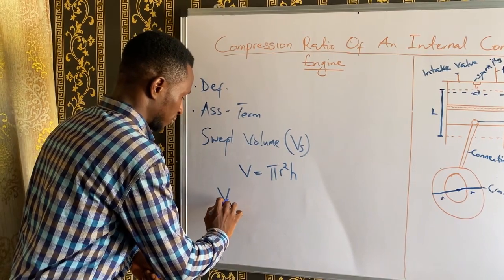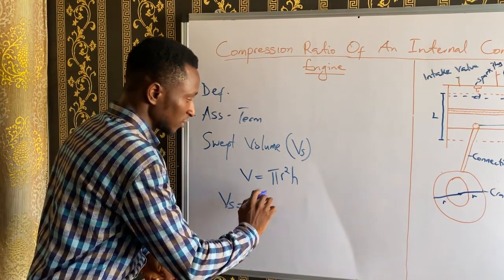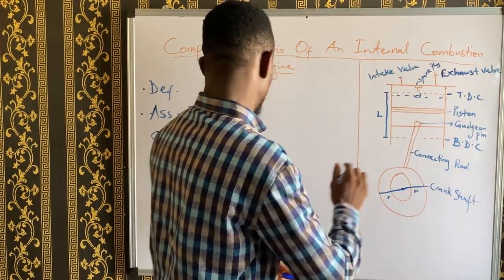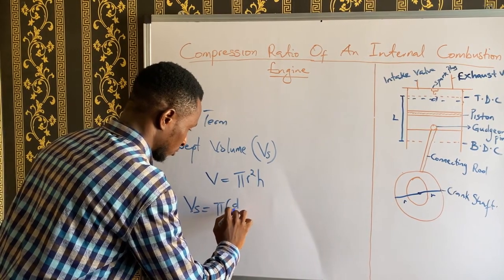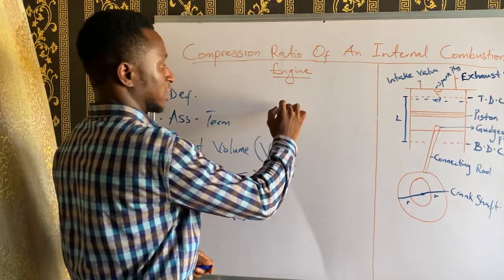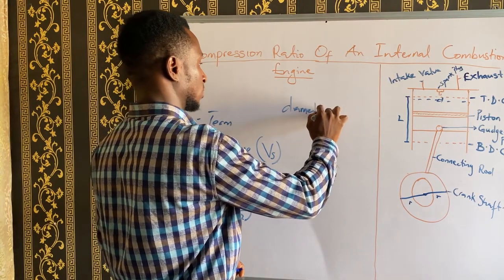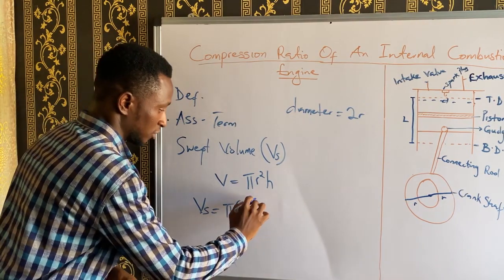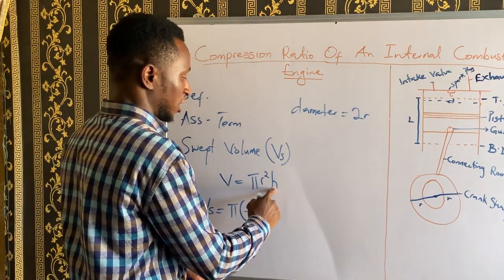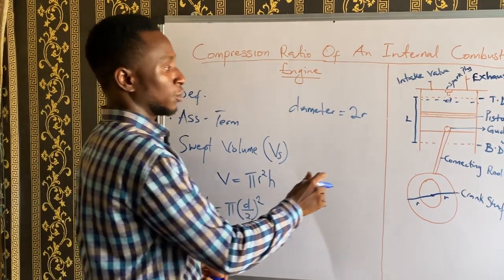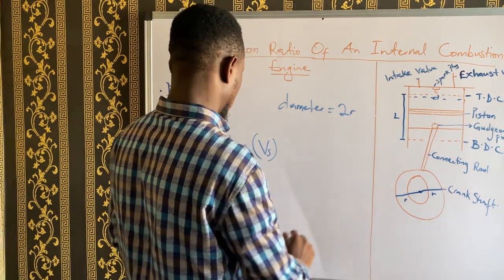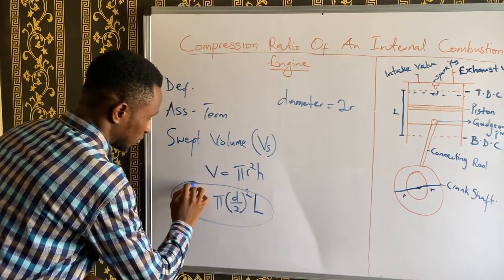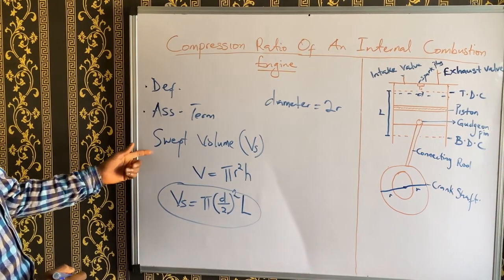So we'll be having swept volume equals pi, and instead of r squared, because we are dealing with the diameter of the bore, we have in brackets d over 2, because radius equals diameter divided by 2. The square is there. Now, instead of h, which is the height of the cylinder, we'll be having the stroke length, which is L. This is the formula for the swept volume.